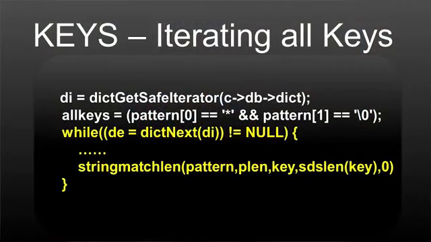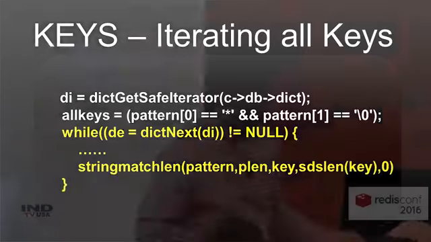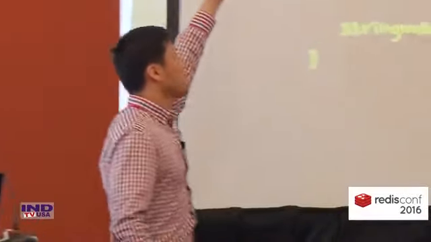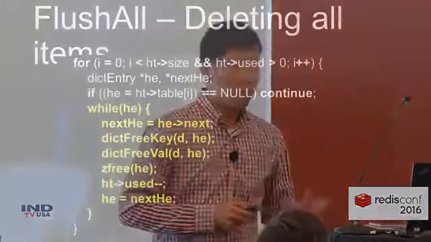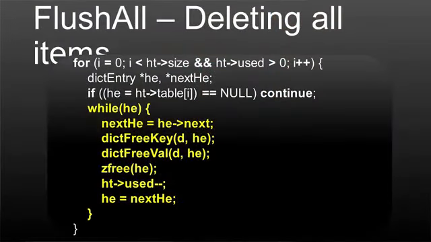So this is the KEYS command source code. The KEYS command iterates all items using a while loop. So it depends on the size of Redis. FLUSHDB is also like this. Additionally, it frees its memory immediately also, so it will be slower compared to KEYS. So how slow?